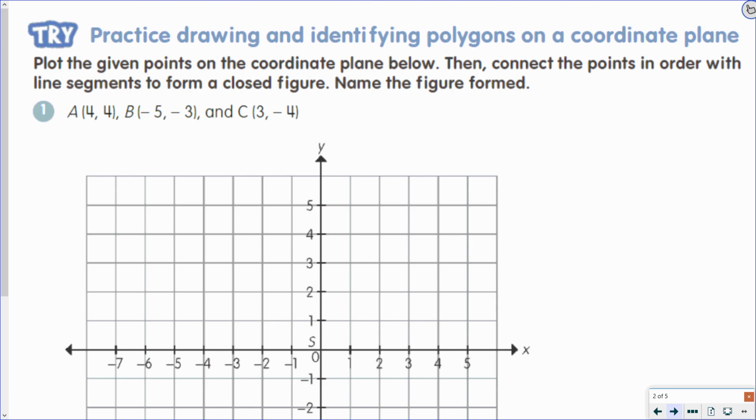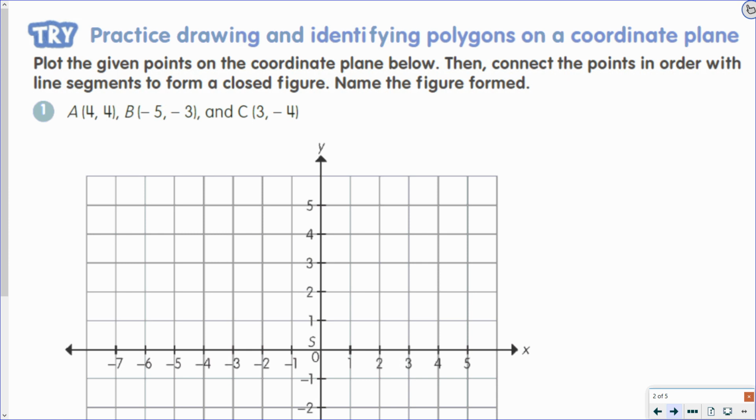So for our example here, we got to plot the given points, then connect the points in order, and then name the figure formed. And oftentimes you can determine what the figure is based on the number of points that you have to plot. So we have 3 points to plot, which is going to make this a triangle.